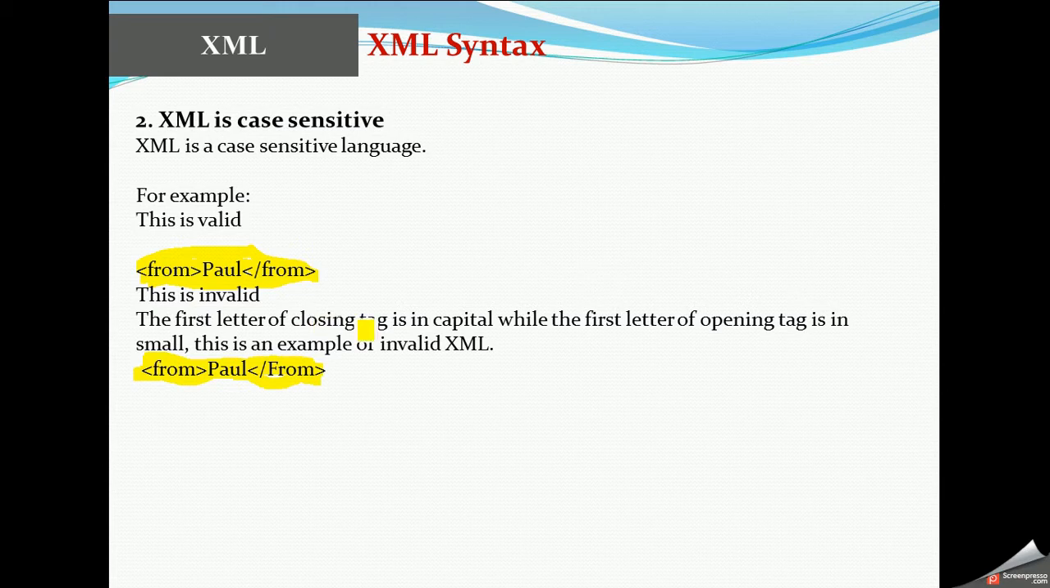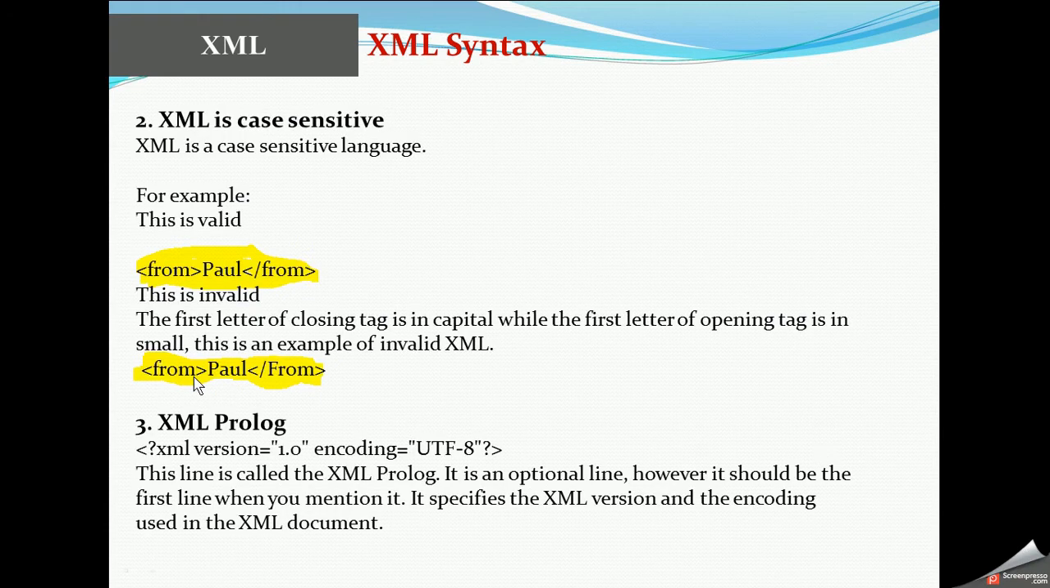You can see the first letter of the opening tag is in capital, while the first letter of the closing tag is in small. Now you can see this one has capital F and this one has small f. So this is an invalid XML. So these two rules you have seen: XML must always contain a root element, and the second is XML is case sensitive. Okay. Now coming to the third one, what is the XML prologue?